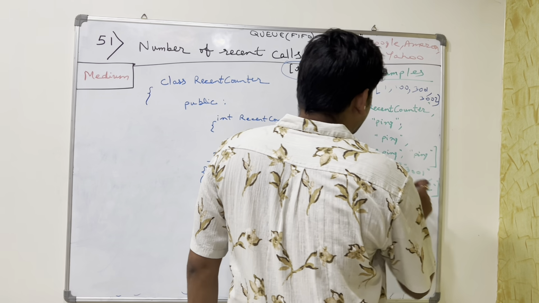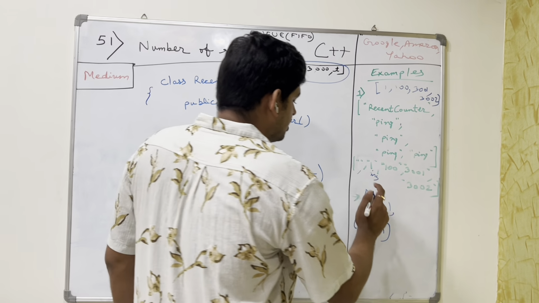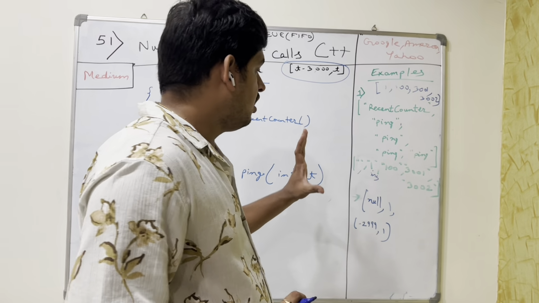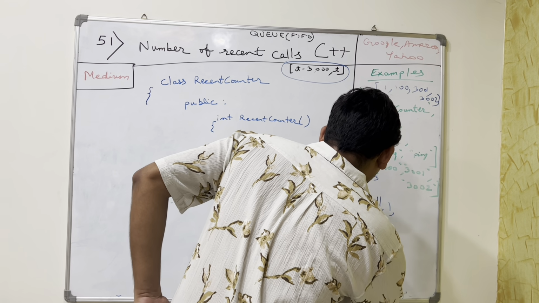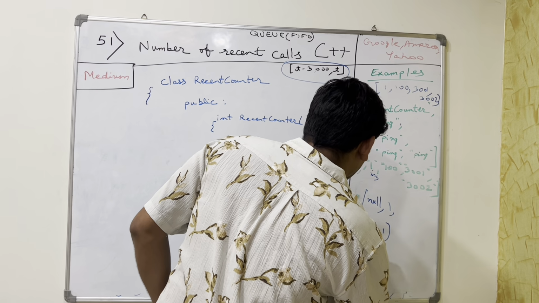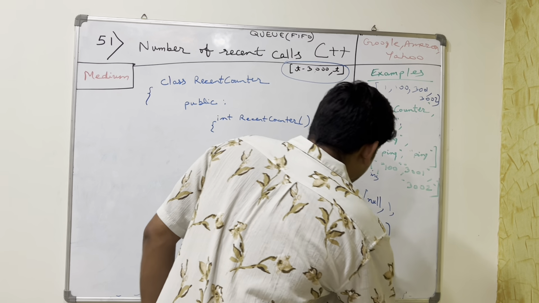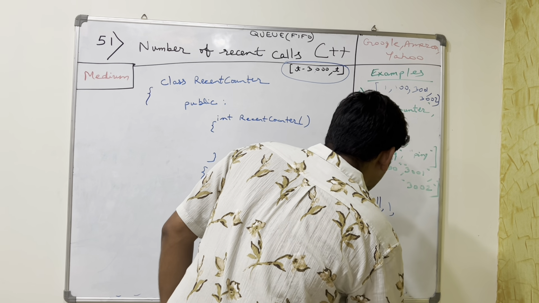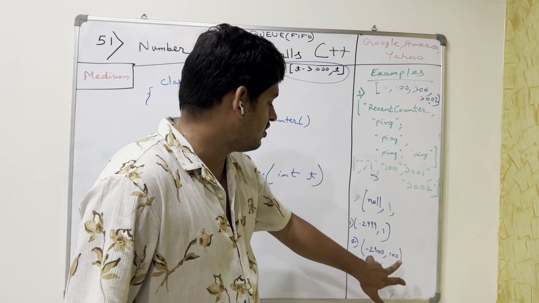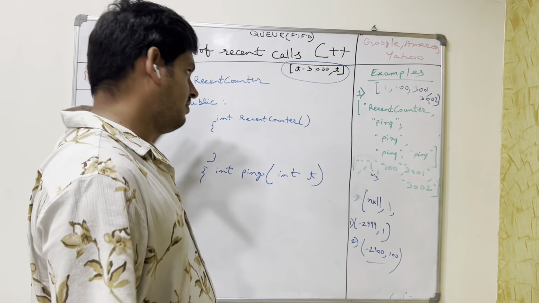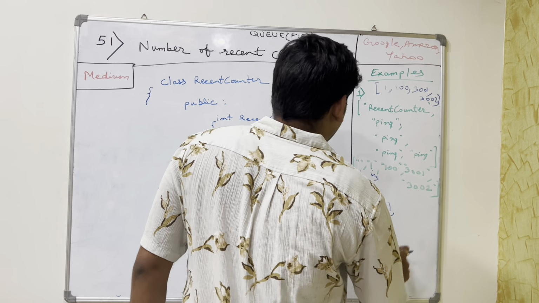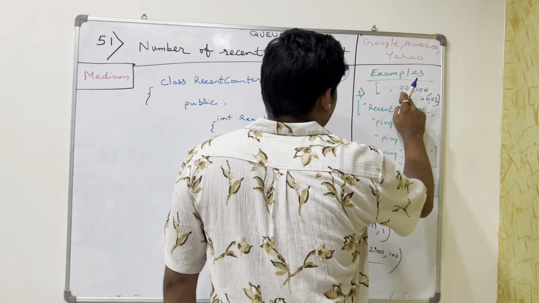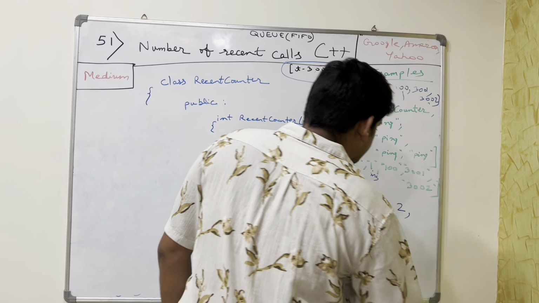Now in the 100 millisecond, there is another call to the recent counter. So this ping function will check how many times this recent counter has been called between this time frame. So what is the time frame? This is the first time frame, this is the second time frame. So 100 minus 3000, that is minus 2900 and 100. Okay, so between this time frame, minus 2900 to 100. So first limit is minus 2900, from the beginning that means, and 100 is the second limit. So till 100th millisecond there have been 2 calls. One in 1 millisecond, the second in 100 millisecond. So we'll return 2, right?